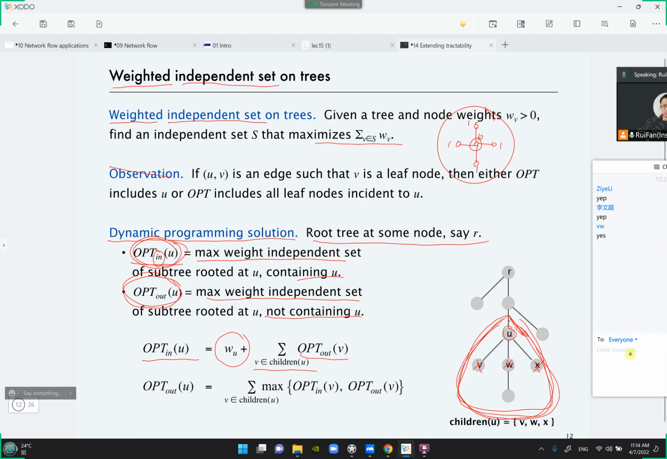For example, for this w here, we're now going to look at the subtree rooted at w, and we know that in this subtree we cannot include w. We can include some of the other nodes in the subtree. So for example, this node, we can include that one, but we cannot include w. And same thing for all these other subtrees. We cannot include the roots of these subtrees. So that's the first relationship, for opt-in.